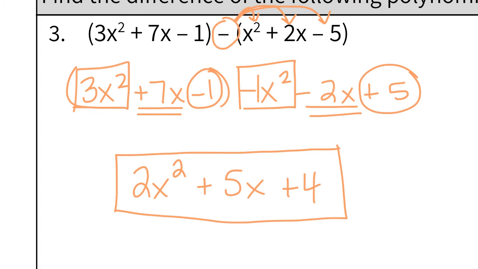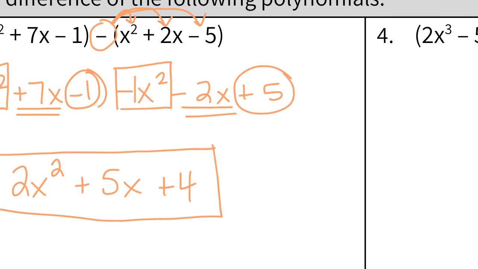So it's pretty similar to adding, almost exactly the same. It just has that extra step of having to distribute the negative sign. So let's do one more so that we can practice.